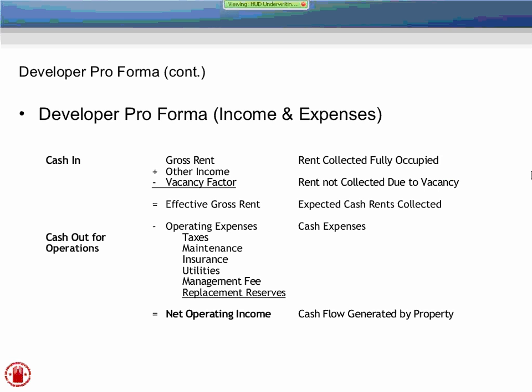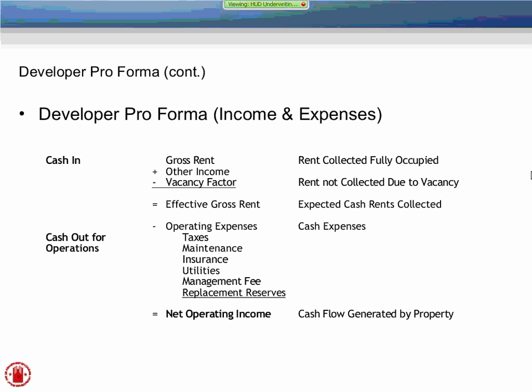Okay, perfect. Thank you. All right, so this is our little bit more detail of our developer performance for our income and expense statement. So really what we're looking at here is our cash in and our cash out. So again, our cash in is going to be our gross rent. So whenever we're looking at a pro forma, we're going to calculate the gross fully collected, fully occupied rents that we can actually collect on this project.